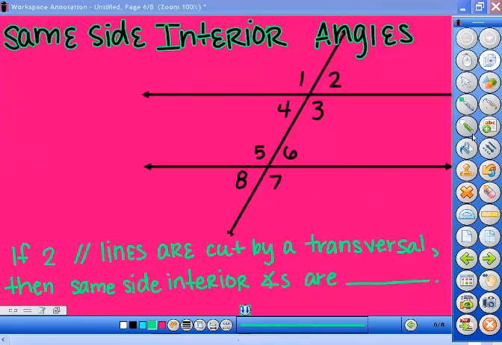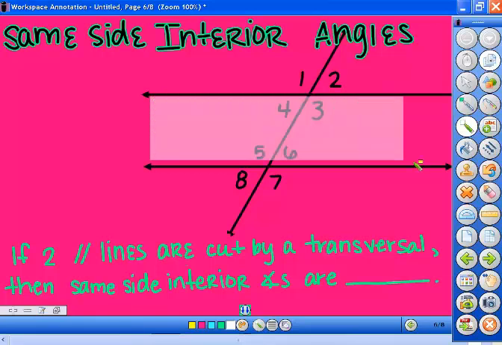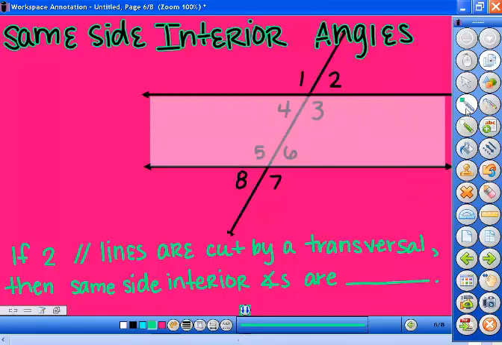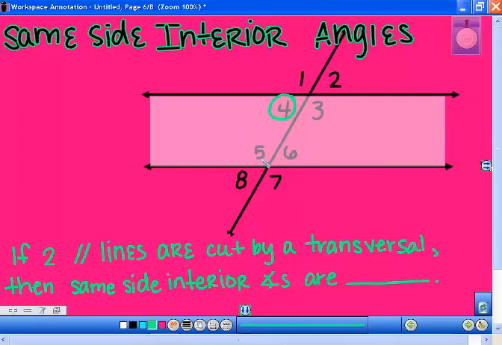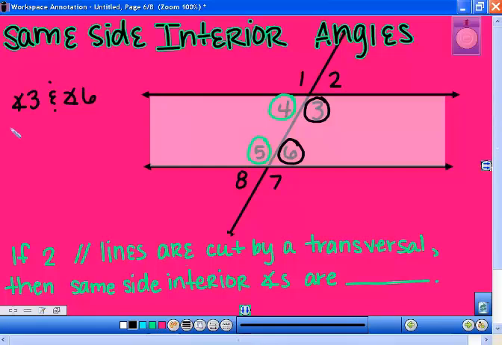All right. Next is same side interior angles. Again, interior is in between the parallel lines, but instead of alternate, we want the same side. Angle 4 is on the same side of the transversal as angle 5. Angle 3 is on the same side of the transversal as angle 6. So this is a pair of same side interior, and this is a pair of same side interior. So angle 3 and angle 6, or angles 4 and 5.